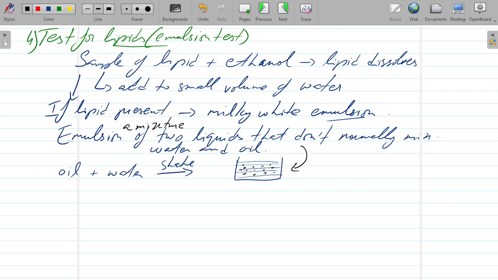So you can try that out with a little bit of oil and water at home as well, and you can see how that turns out. In this case, because you mix the lipid with the ethanol, you're getting a milky white color, instead of adding it directly to the water. And there's more chemistry behind it, which is again beyond the scope of the syllabus, so I won't be going into that. Any questions?